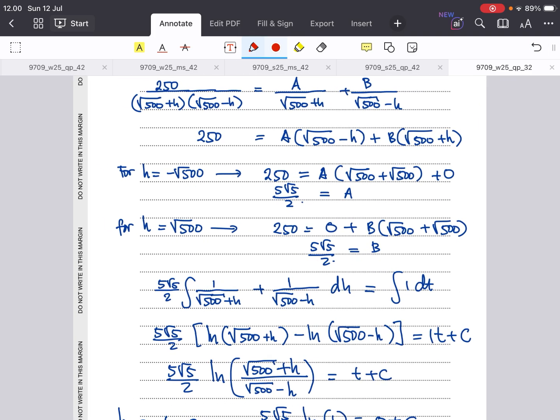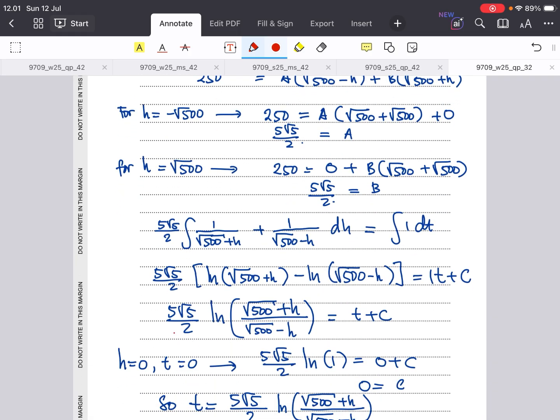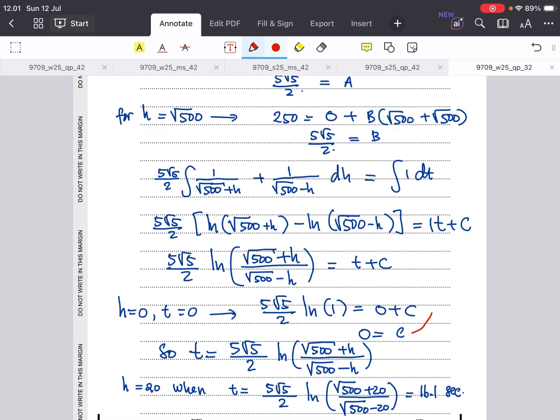So we still need to find the value of c. We have condition that h equals 0 when t equals 0. So h equals 0, t equals 0. We substitute those values here, and the value of c is equal to 0. So putting that value here in this equation, the formula of t in terms of h will be this one. So the c is 0.